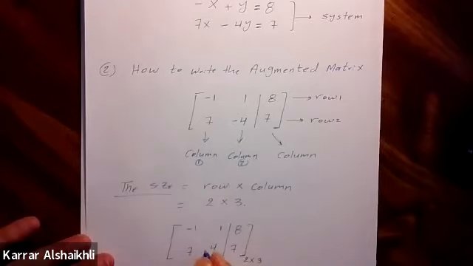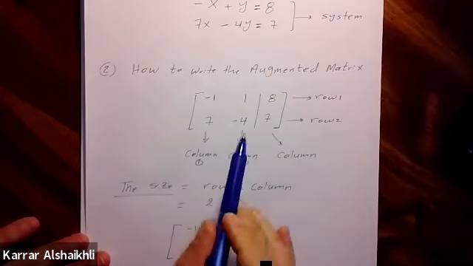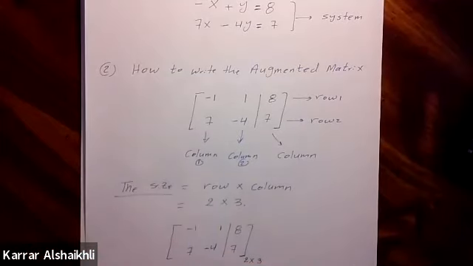Sir, what about the sign of the -4? Oh yeah, you're right. I just forgot the sign. So it's -4, supposed to be -4. Perfect. -1, 1, 8, 7, -4, and 7, yes. If you have any questions about this one, you can ask before we move on to the next example.